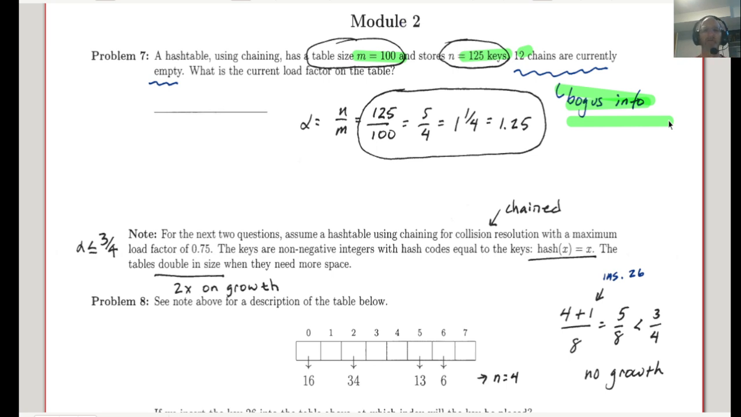In the hash table, we calculate load factor with n, the number of values in the hash table, and m, the capacity, the number of slots in the hash table. It is n over m, and so the answer to problem 7 should be any of these types of numbers.